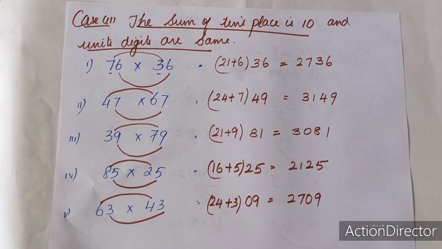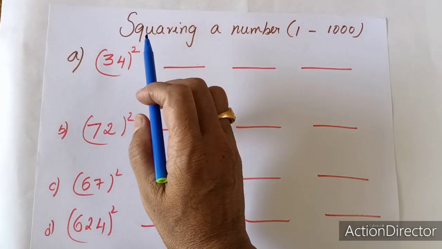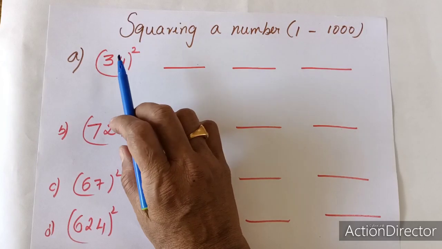Now let us move on to the next trick, how to square a number between 1 to 1000. So now we are going to square the number between 1 to 1000.